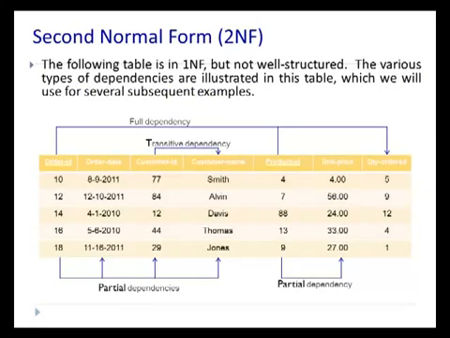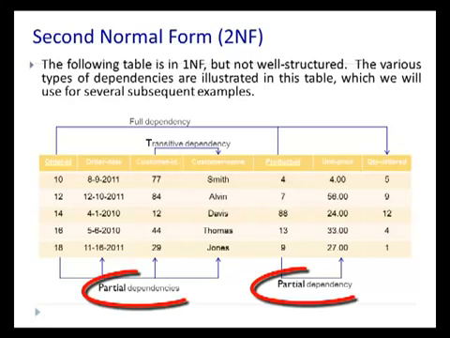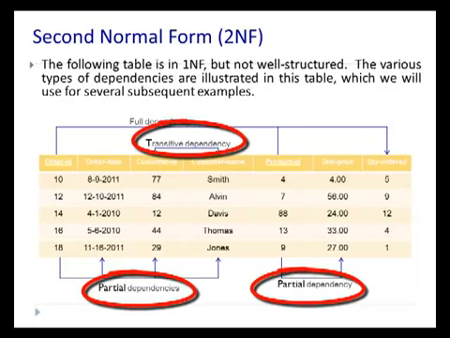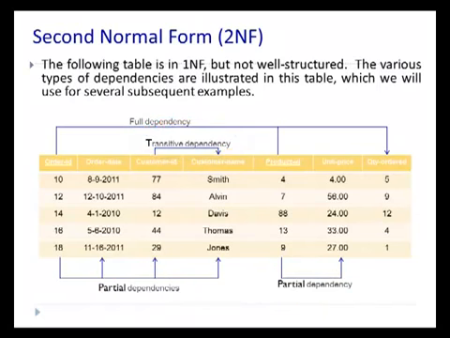So if we look at this table that we've seen before, it's in first normal form because we have no repeating groups, but it's obviously not well structured. We have partial dependencies and we have a transitive dependency. And we'll look at eliminating both the partial dependencies and the transitive dependencies in this video.